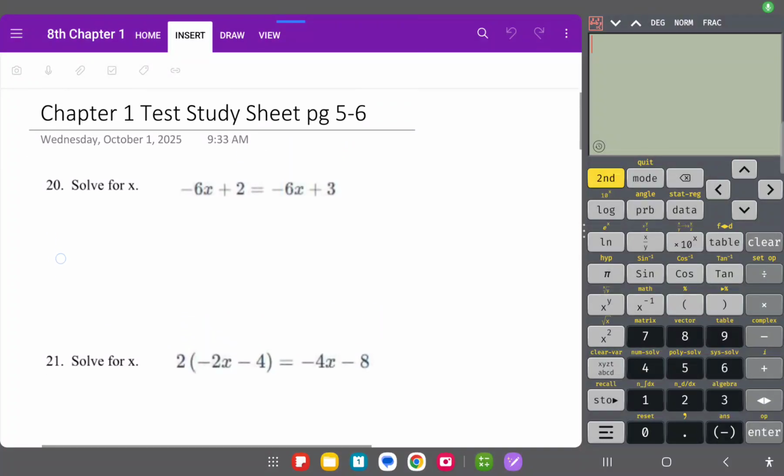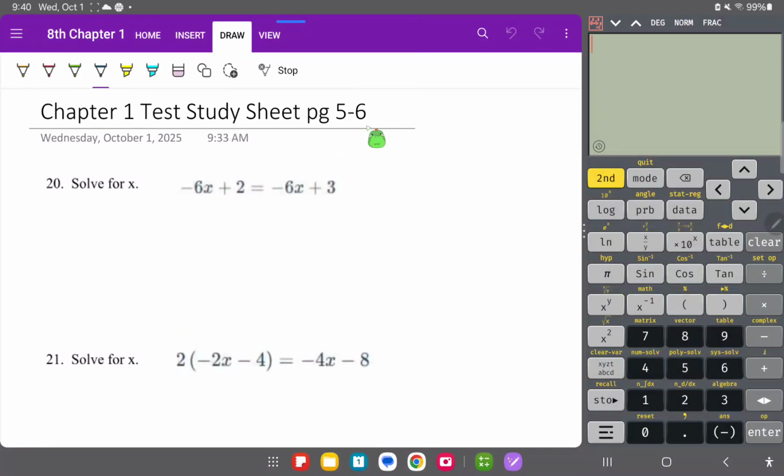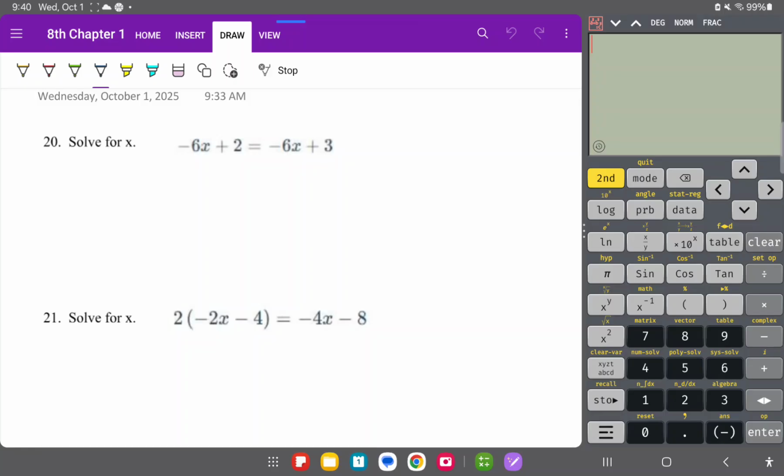So this is our Chapter 1 test study sheet, pages 5 and 6. Just have a few more things we need to finish up. So on this one, we're still going to draw our line. There's no parentheses, no like terms on the left or right. But we do have a variable over here that needs to be moved over to the left side. So we have to do the opposite.